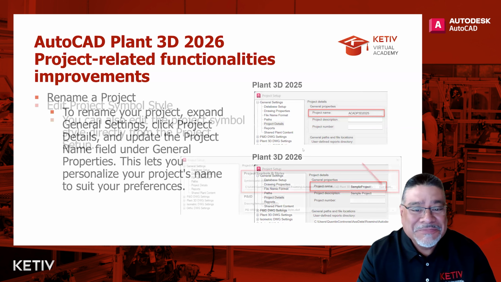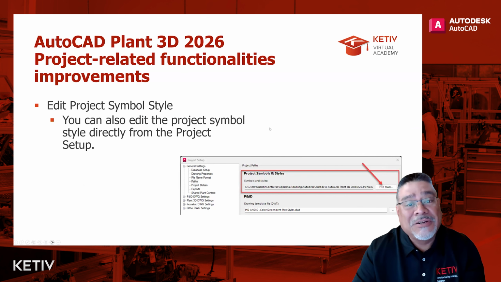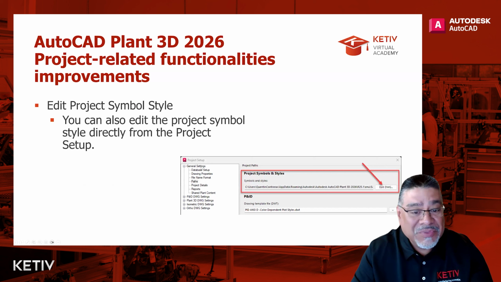All right. The other thing that I like as well, one of my other favorite ones, is within the project setup as well. When you go to general settings and go to your paths, you typically could see the paths for the different project paths listed down here. The first one here is your project symbol styles drawing. It lists the path where that's located, but now they've included an edit drawing button here. Within this button, you can open the project setup symbol style drawing.